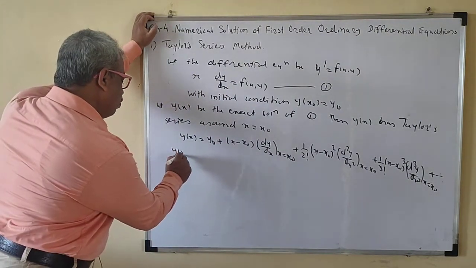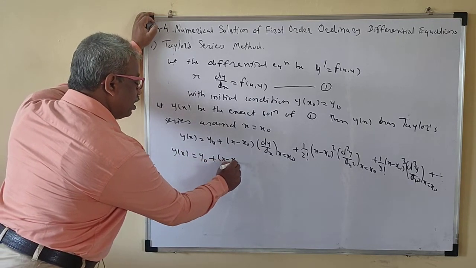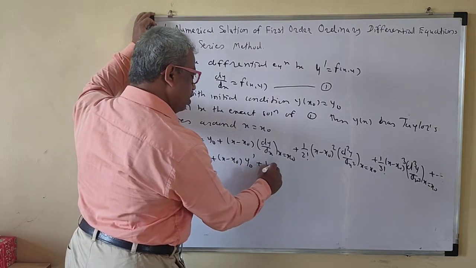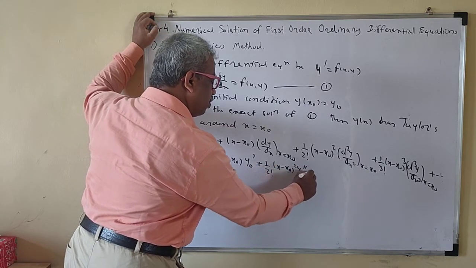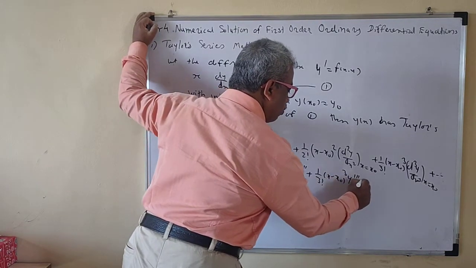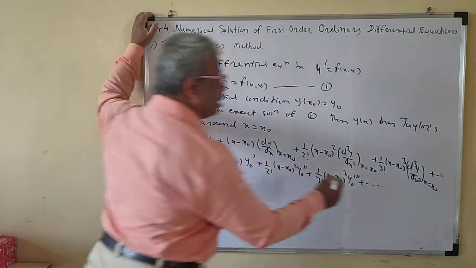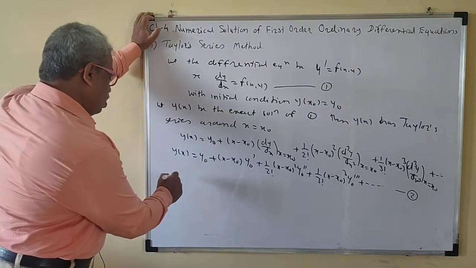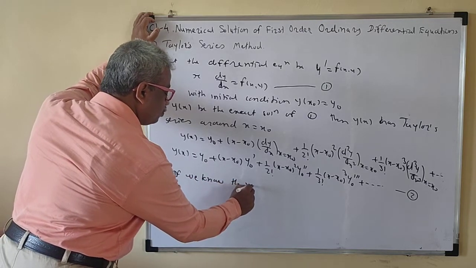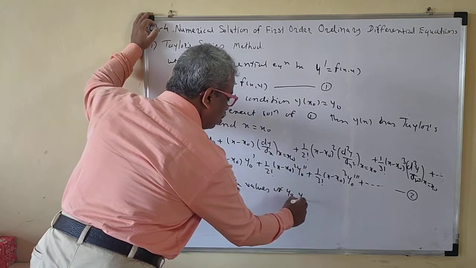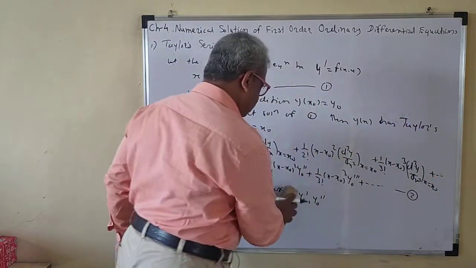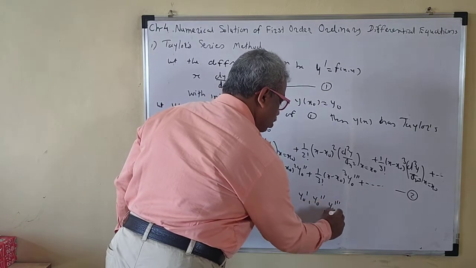So this is nothing but y of x is equal to y naught plus x minus x naught y naught prime, plus 1 upon 2 factorial x minus x naught squared y naught double prime, plus 1 upon 3 factorial x minus x naught cubed y naught triple prime, plus dot dot dot. We'll call this 2. If we know the values of y naught prime, y naught double prime and so on, along with y naught, there is no problem.